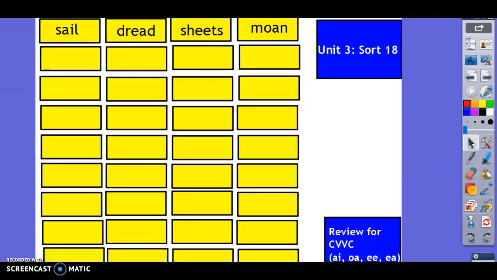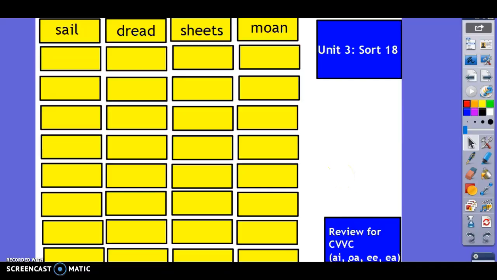Hello, third graders. Our first sort today is going to be a review for a CVVC pattern. A CVVC pattern means consonant, vowel, vowel, consonant. It's when two vowels are together. Now remember, when two vowels go together, they make the long sound of the first vowel.